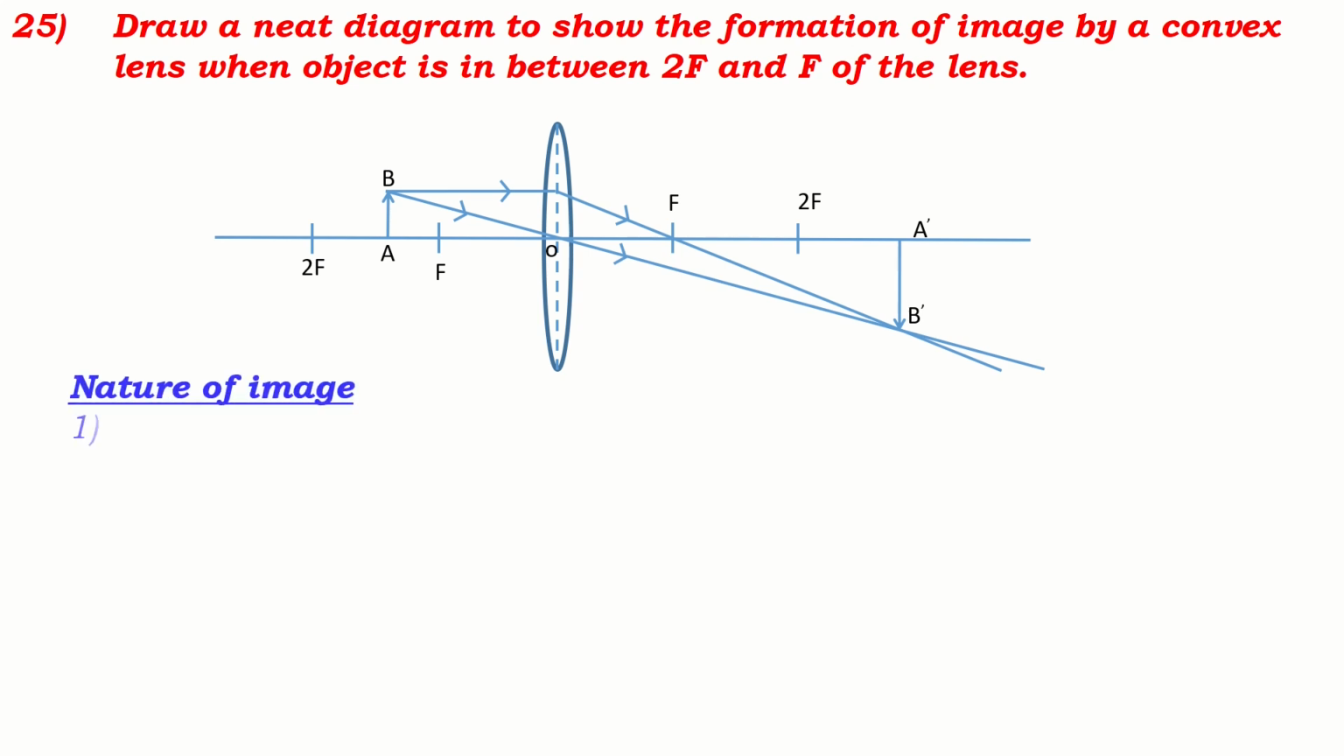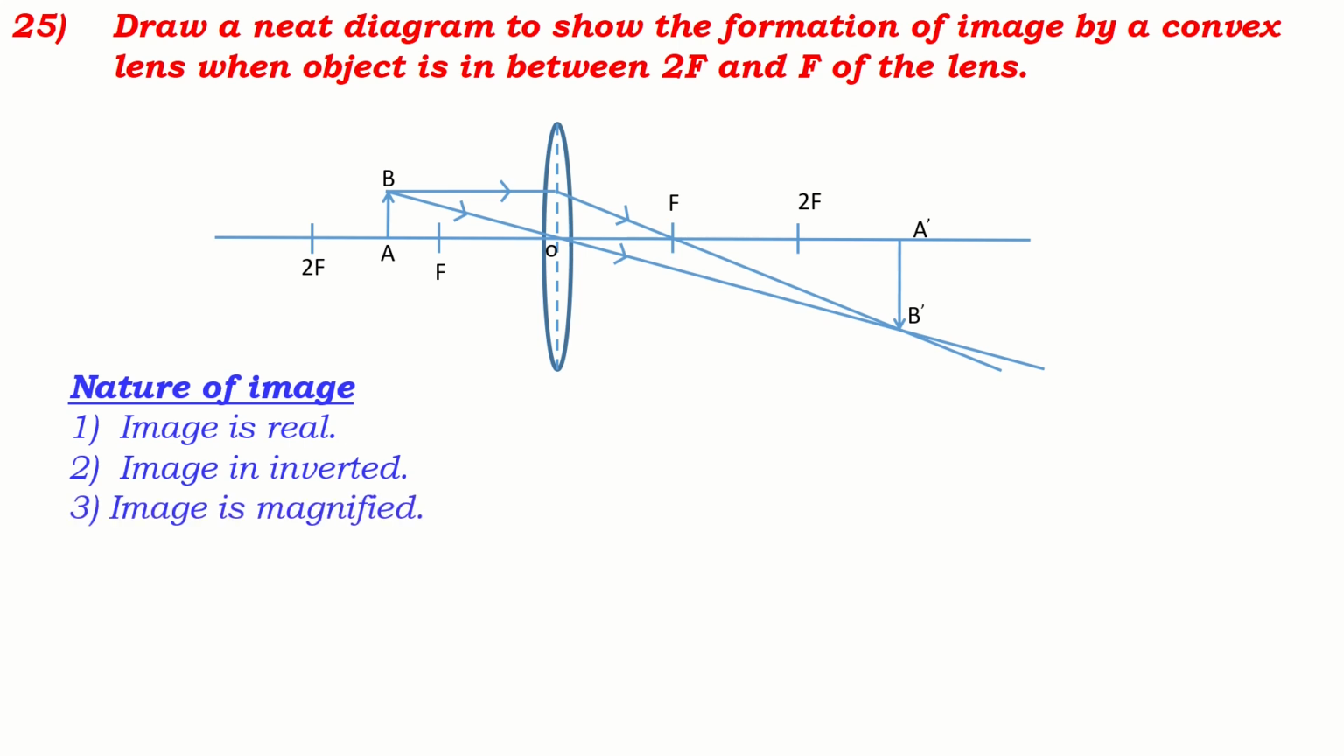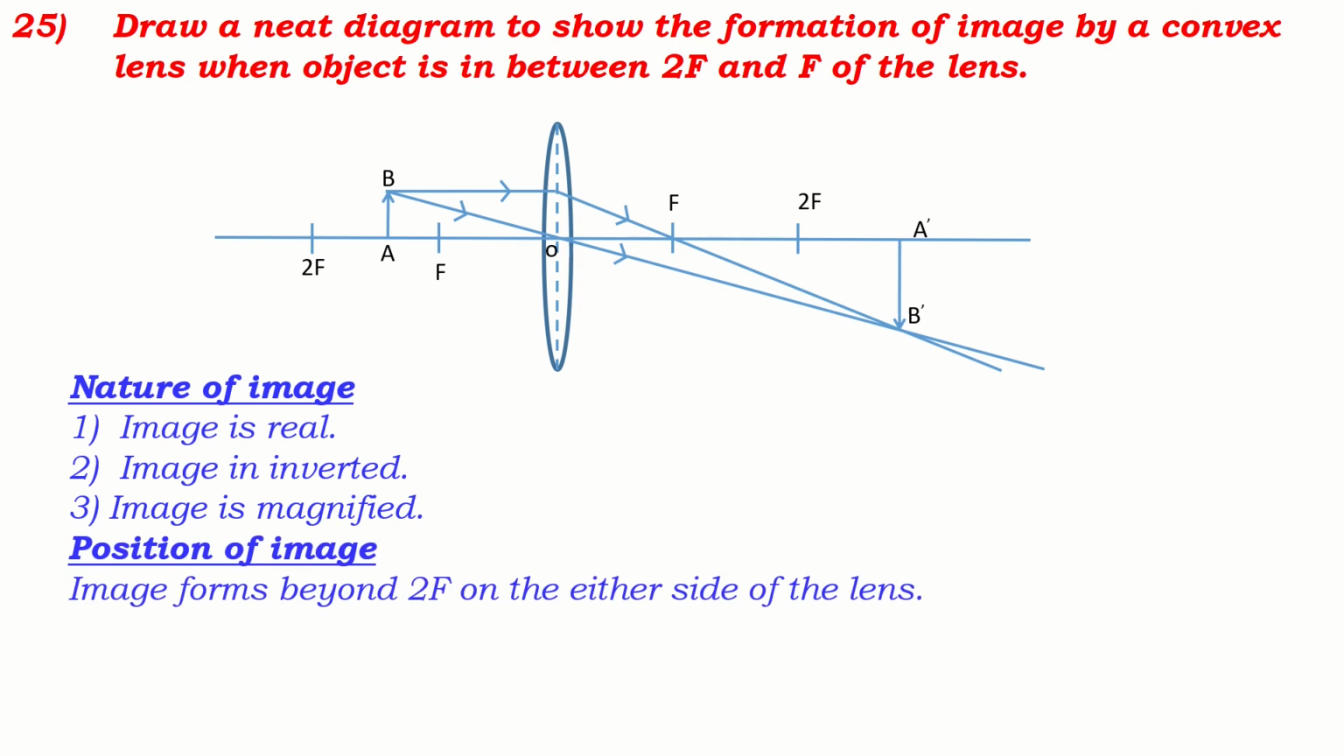Now, the nature of the image is real, the image is inverted, and it is clearly seen that the image is magnified, which means it is bigger than the object AB. Now, the position of the image: it forms beyond 2F on either side of the lens. We can remember this: if the object lies beyond 2F, the image forms between F and 2F. If the object lies between F and 2F, then the image forms beyond 2F.